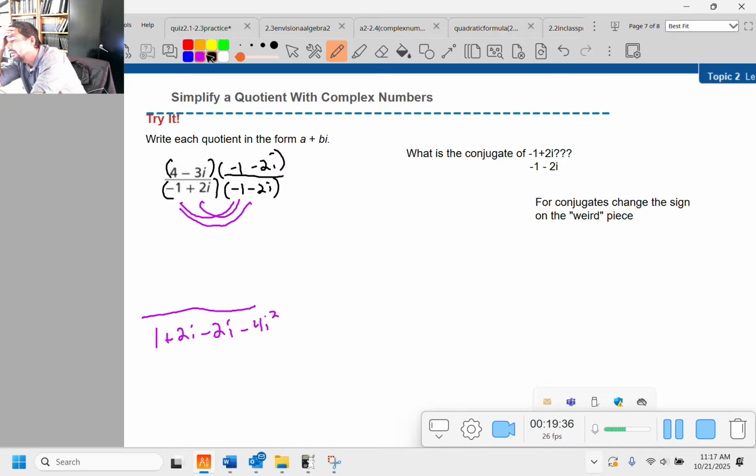All right, up to the numerator now. 4 times negative 1 is negative 4. 4 times negative 2I is minus 8I. Negative 3I times negative 1 is plus 3I. And then negative 3I times negative 2I is positive 6I squared. So let's focus on these pieces, right? I just talked about it a minute ago. If you see I squared, throw it away, change the sign.